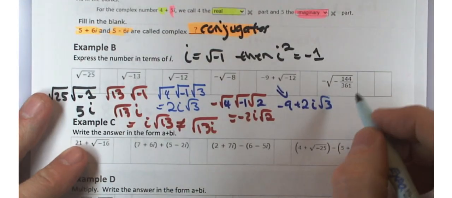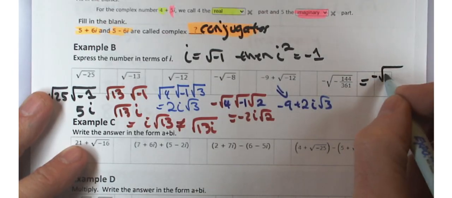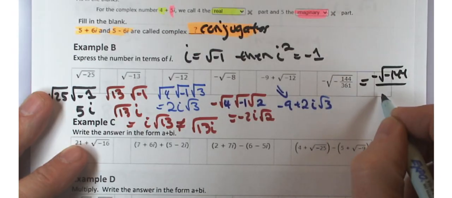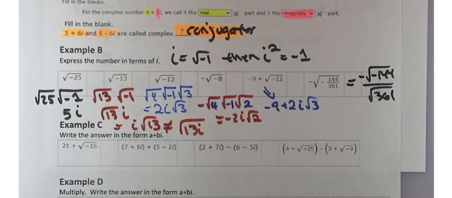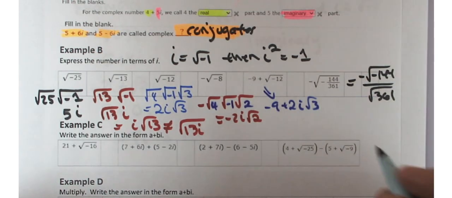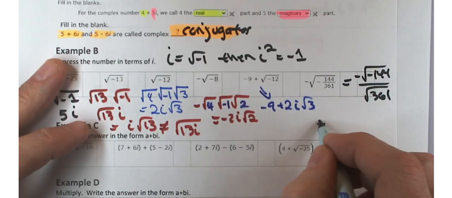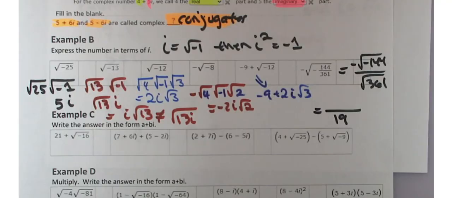How about this one over here? Well, I guess what I'll do is I'll break that up into two square roots. I'll write negative the square root of negative 144 over the square root of 361. Notice that I kept the number of negative signs the same. In the numerator, I've got two negative signs, and I still have two negative signs. So altogether, I've got two negative signs. Now I'll help you out with the denominator. In the denominator, I'm going to get 19. But how about the numerator? What do you get when you take the square root of negative 144?